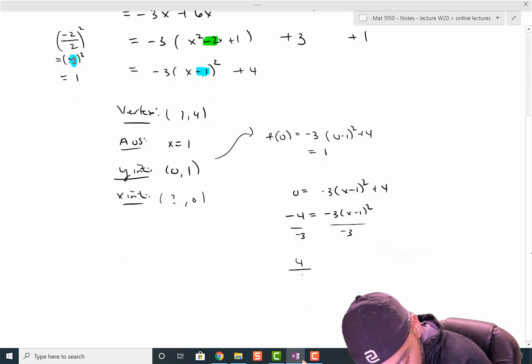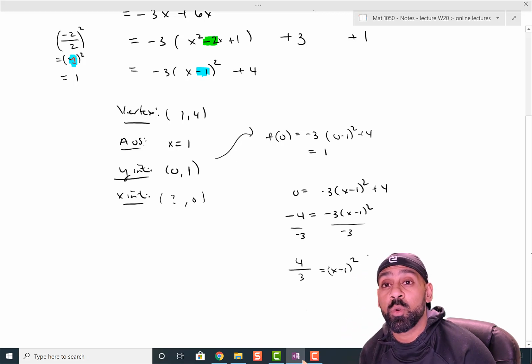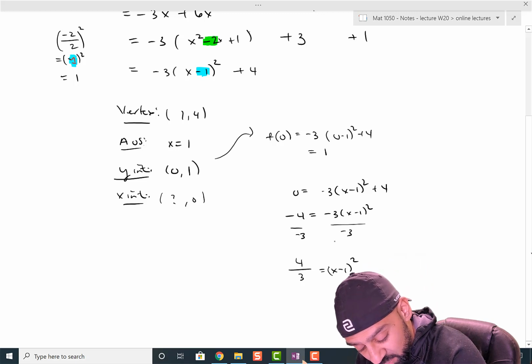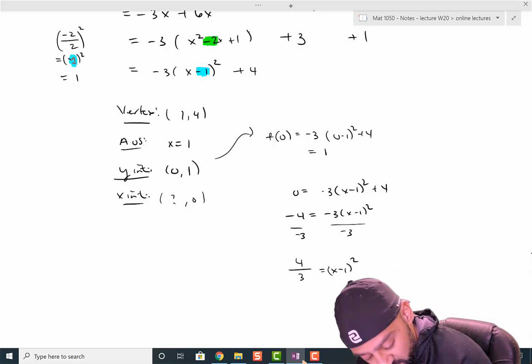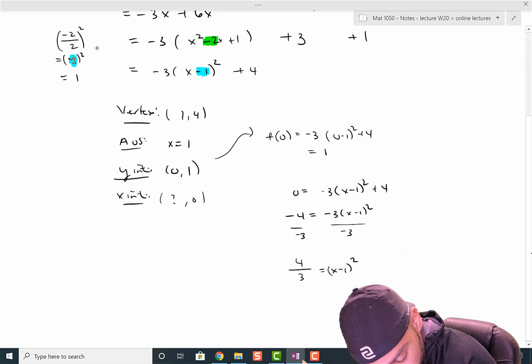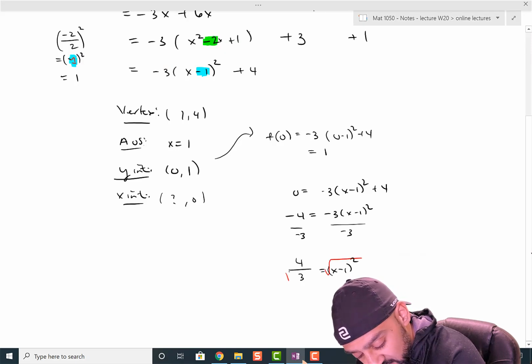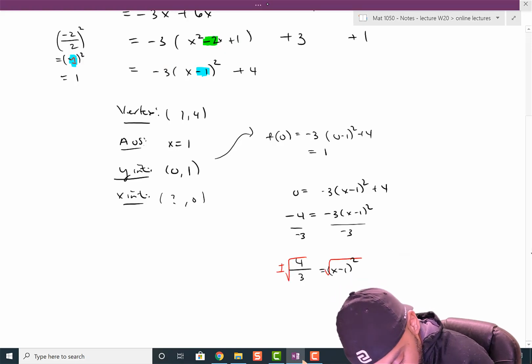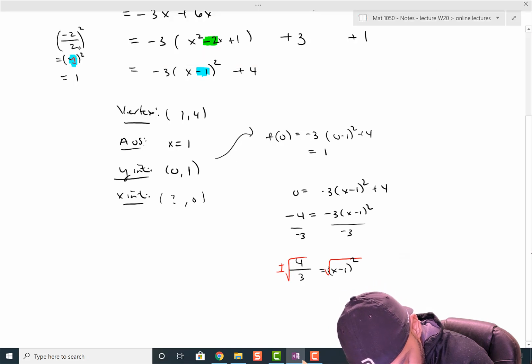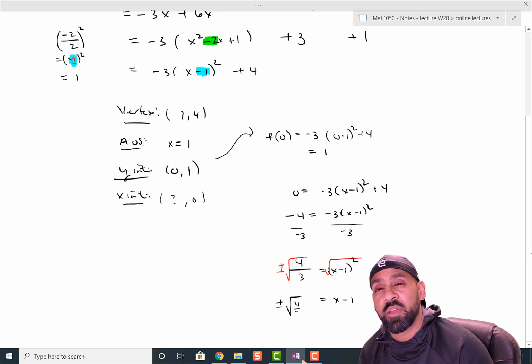4/3 equals x minus 1, squared. Oh boy, here we go. Y'all ready for it? In order to undo this, we must square root it. Do not forget the plus or minus. Oh boy, it's going to be bad. So don't forget that. And guess what? There's a lot of simplification we can be doing, but I'm only going to do a little bit of it because I don't want to spend too much time on this. Or maybe I should. I don't know.